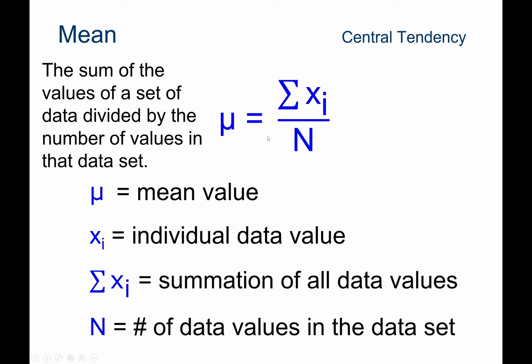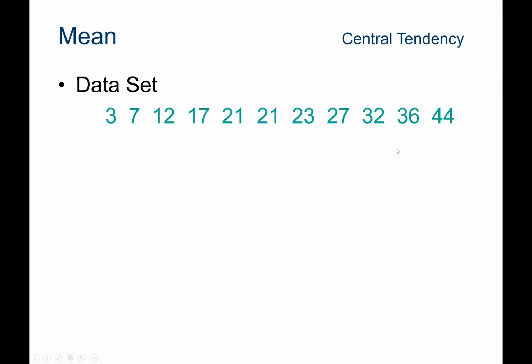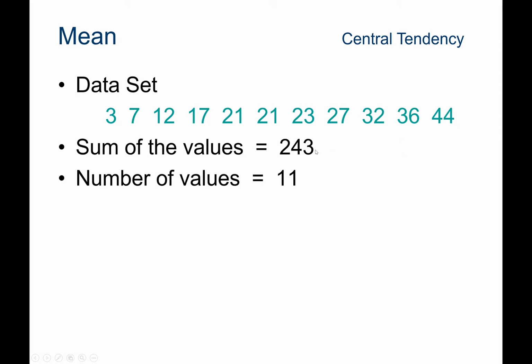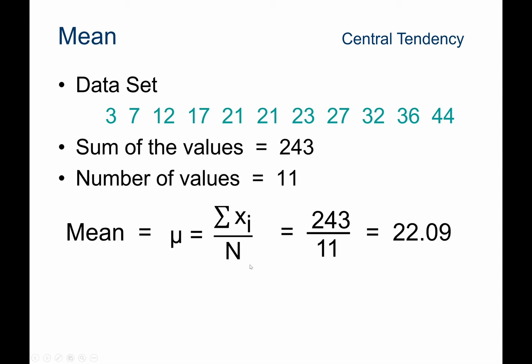So if I break this formula down for mean, this variable right here, it's called mu, it means mean. This one, it looks kind of like an E, is your summation. It means you add everything together. Xi means all your individual data points, and capital N is the number of data points you have. So if you have a set of data, remember the steps. I would start by adding all those numbers together, and then I check how many values we have. In that case, that's 11. When I plug it into the formula, I take my summation, 243, divided by 11, to end up with a value of 22.09.